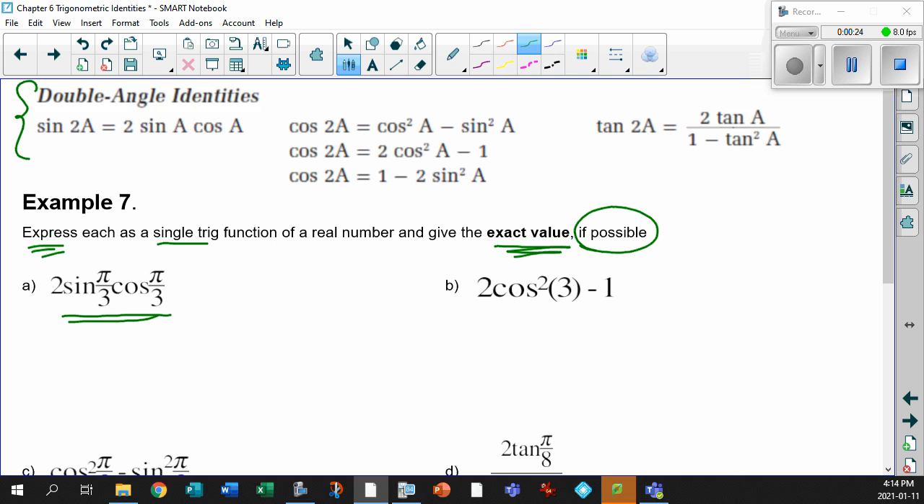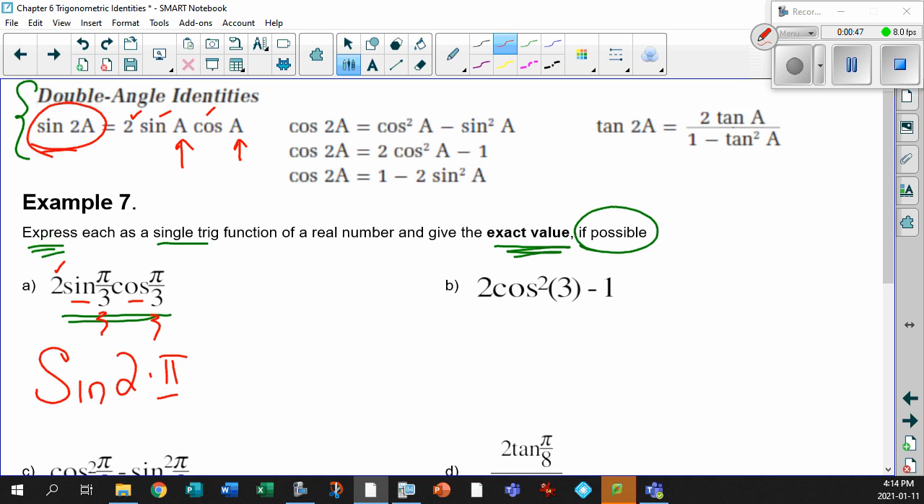So all we have to do now is just match. Look, I've got a 2 up front, sine cos. It's the first one. So all I have to do is say, okay, this pi over 3 and this pi over 3, they match. So there's my A's. There it is. All I have to do is say, oh, well, that's simple. That's sine of 2 times pi over 3, which results in, of course, sine of 2 pi over 3.